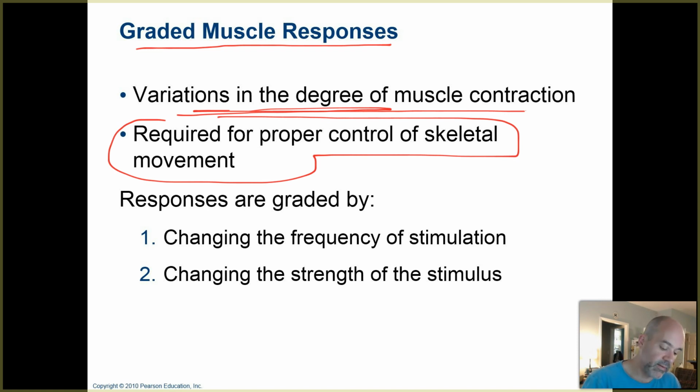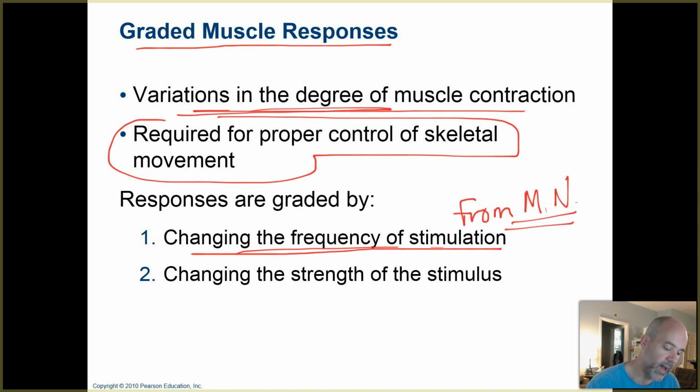So how do we do this? There are a couple of things you can do. One is that you change the frequency of the stimulation. And that's stimulation from the motor neuron, action potentials from the motor neuron. The more frequent a motor neuron sends action potentials, that's going to result in longer, stronger contractions. Also, the strength of the stimulus.